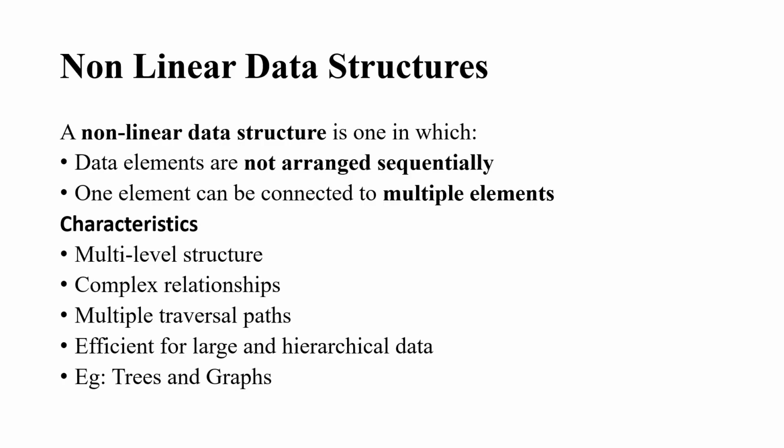In non-linear data structures, one element can be connected to multiple elements. That is the meaning of non-linear data structures. What are the characteristics? It follows a multi-level structure, and it will have complex relationships. And when it comes to traversing, we have so many traversal paths, because one element is connected with multiple elements, we can traverse it in multiple directions. Non-linear data structures are efficient for large and hierarchical data.